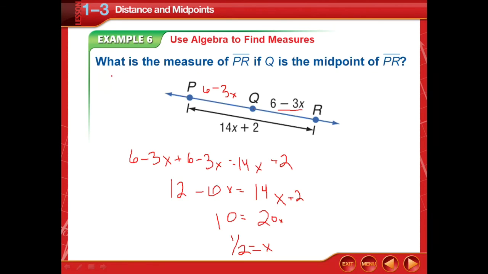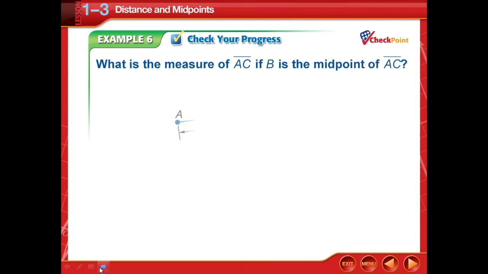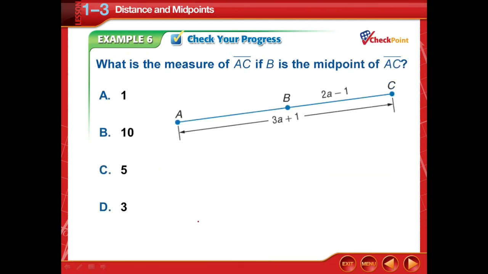But the question asks me, what is the measure of PR if Q is the midpoint? It's not asking me to find x. So while I have to find x as a stepping stone, I then have to substitute into PR. So 14 times 1/2 plus 2. Half of 14 is 7, and 7 plus 2 gives me 9. So 9 is equal to the length of PR. Here is an example for you to try.